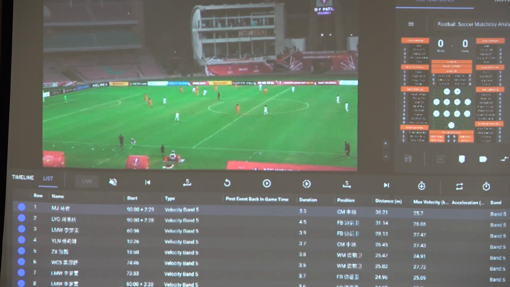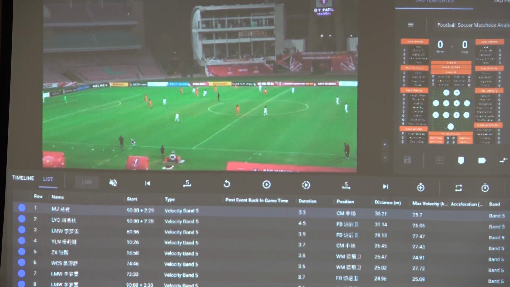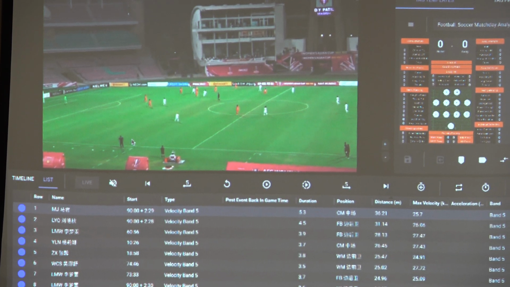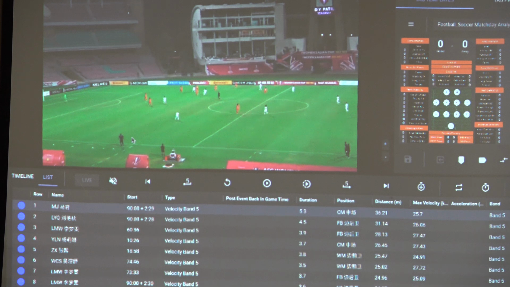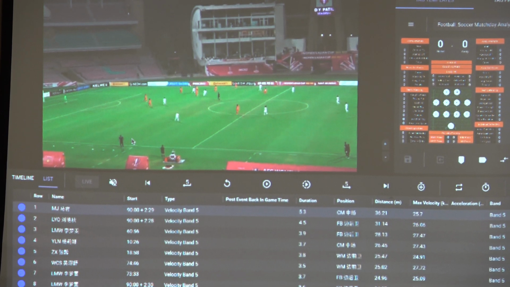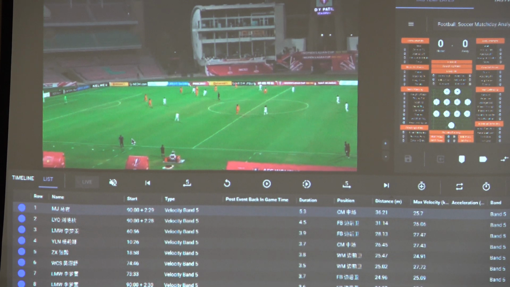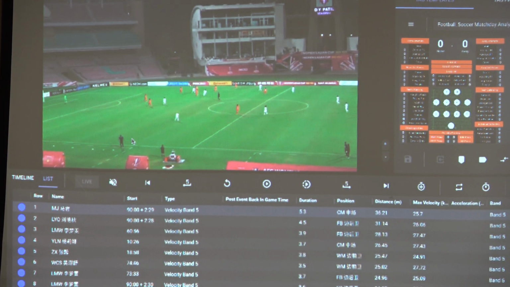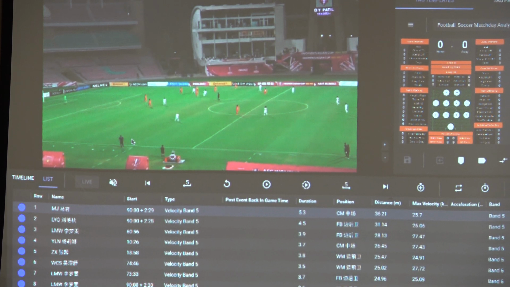Then we were trying to answer this question by combining the GPS data with the video. So in the video, we are looking at all the bad crosses, and then we play back to check how much sprints or how much high-speed running you have done before each bad cross. And we can also check their heart rate and see if they are really at high intensity before the crosses.